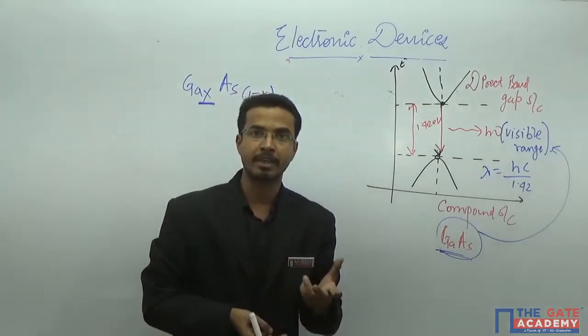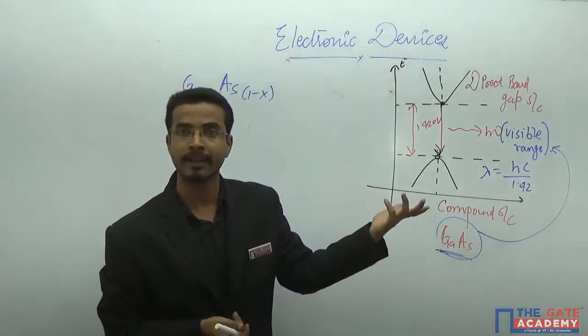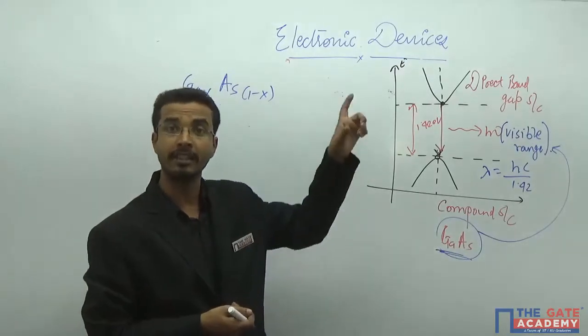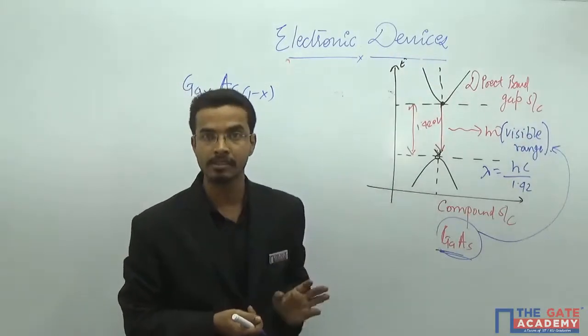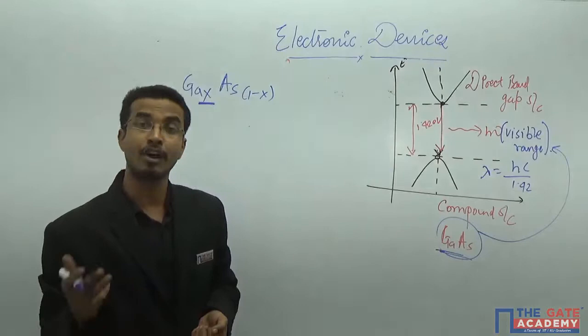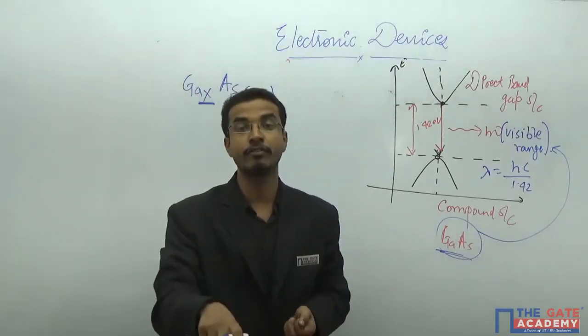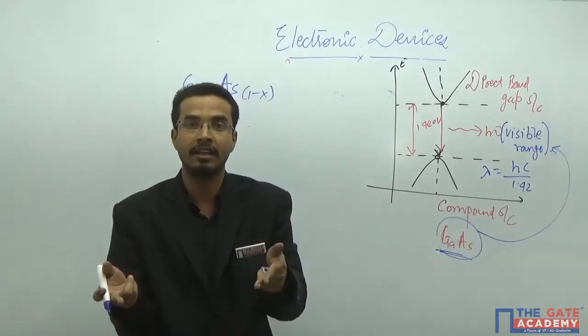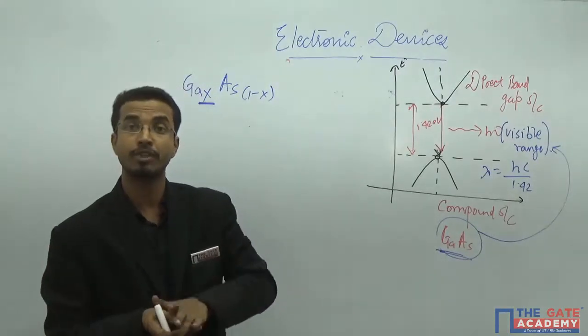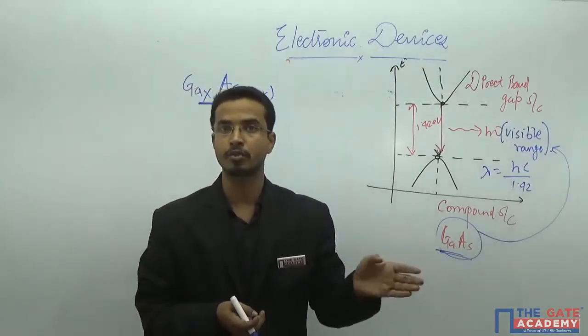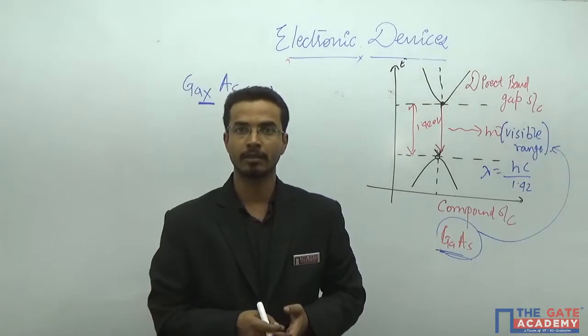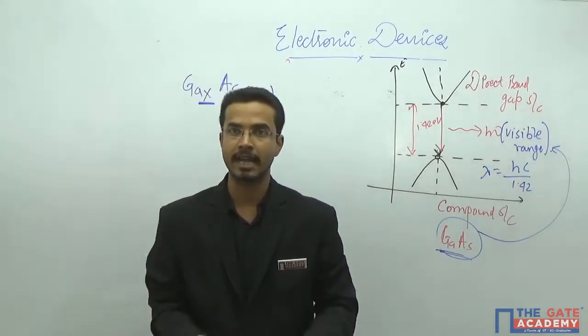The direct band gap semiconductor will provide you light in the visible range. That is why you use it in the LEDs in traffic signals. And the indirect band gap will provide light in the invisible range, or the infrared range, which you use in a TV remote control or AC remote control. And that is all about the indirect band gap and direct band gap semiconductors.